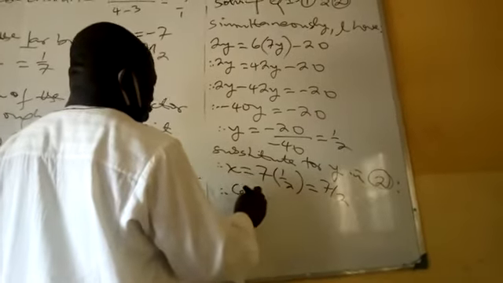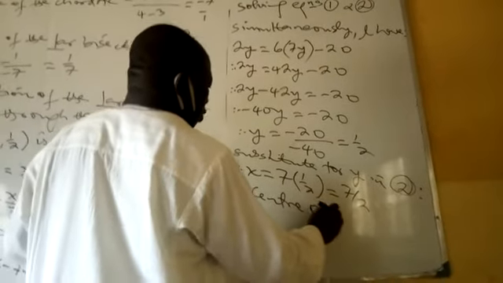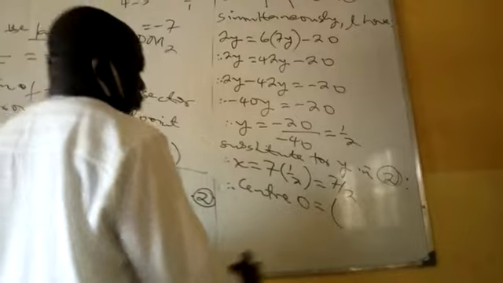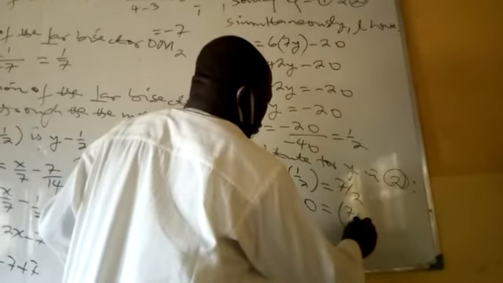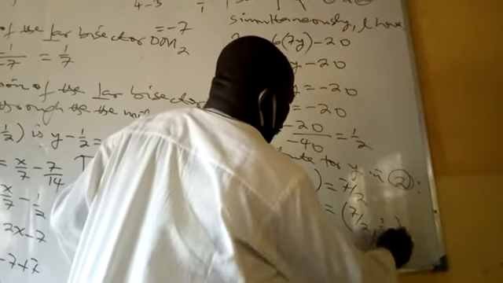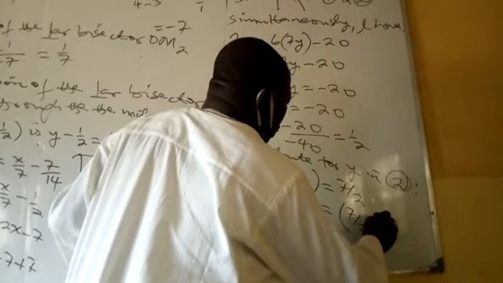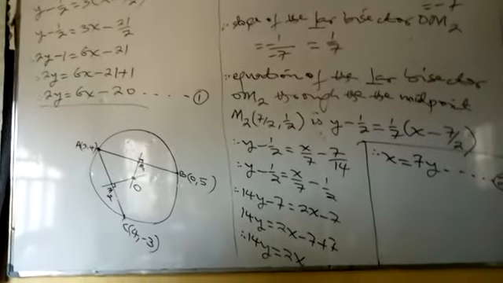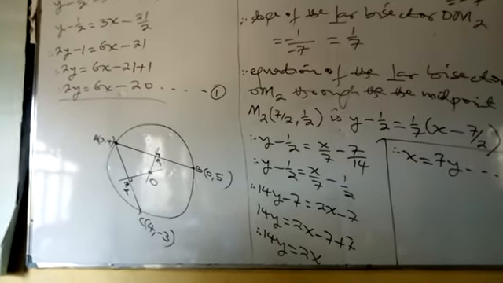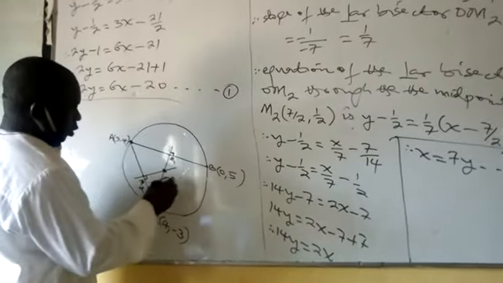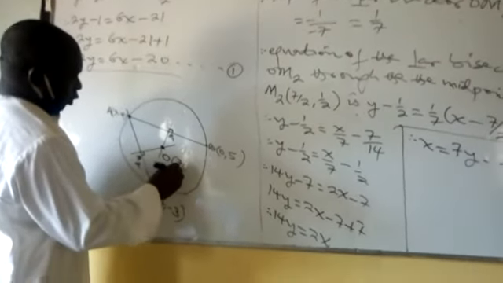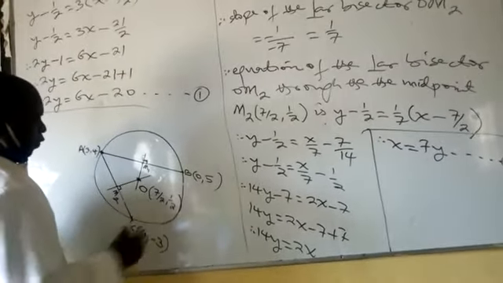Therefore, center O is equal to the coordinates 7 over 2, comma, half. So these are my coordinates for the center. Now, having known the center coordinates, I can now determine the radius. So this is my center O, 7 over 2, comma, half.